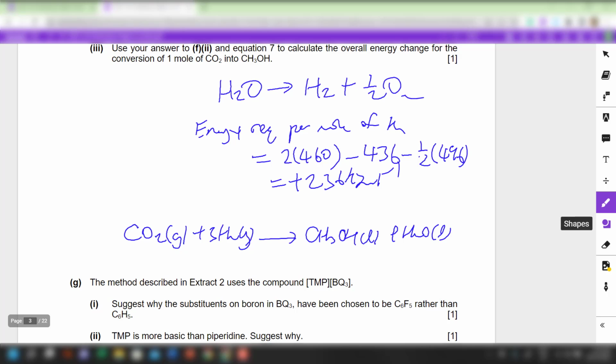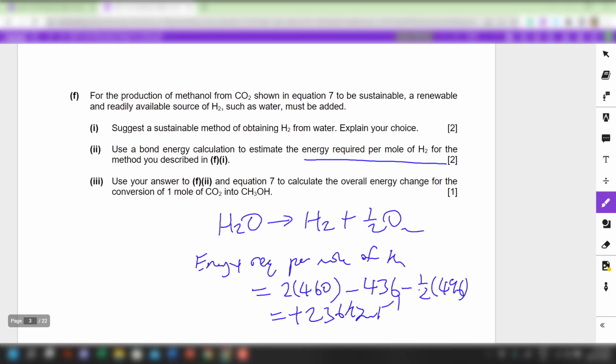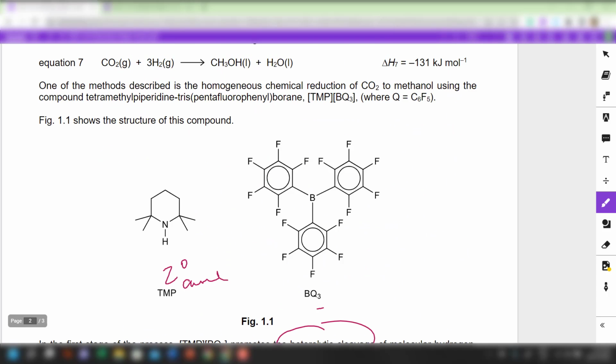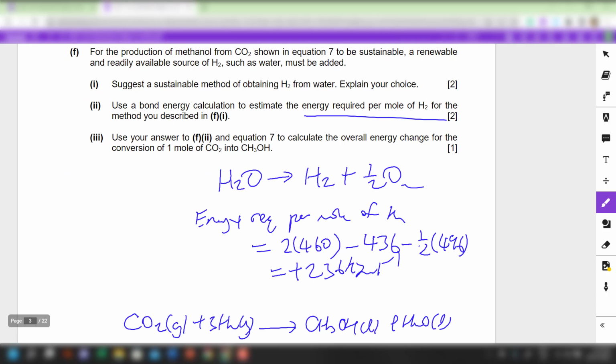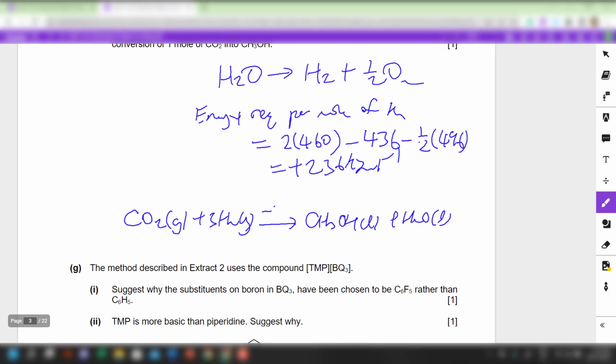So I'm expecting this to be negative 131 kilojoules of energy. Is it? Yeah, it's given here. This is negative 131, so I'm going to get negative 131.